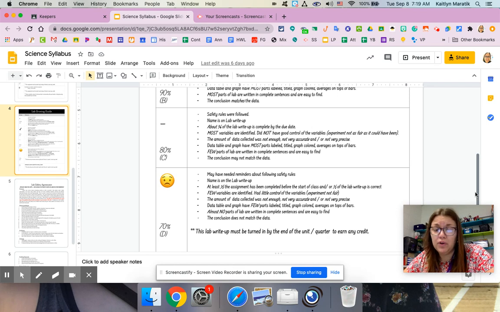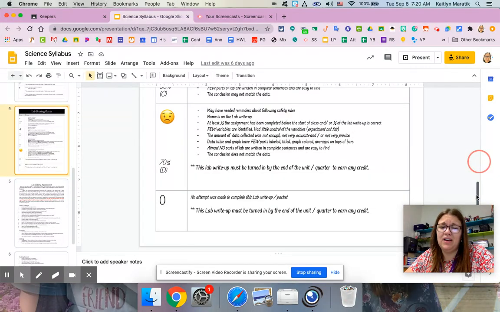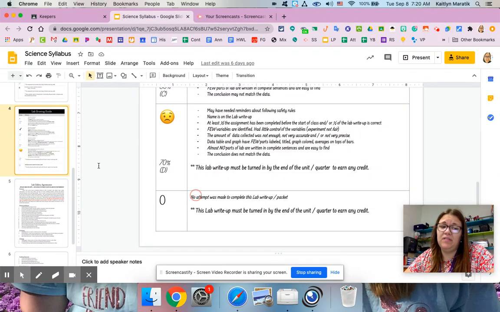Lab safety rules were followed. You've got to follow lab safety when we're in class. Things are mostly done, but it's just not quite there. A sad face is like, you've only got about half of this done. And a 0 is like, this didn't even get done.